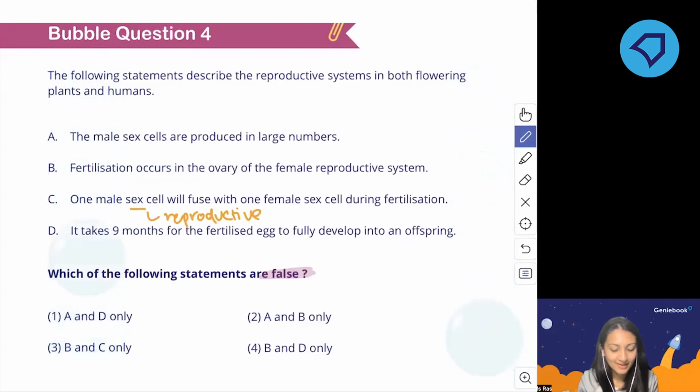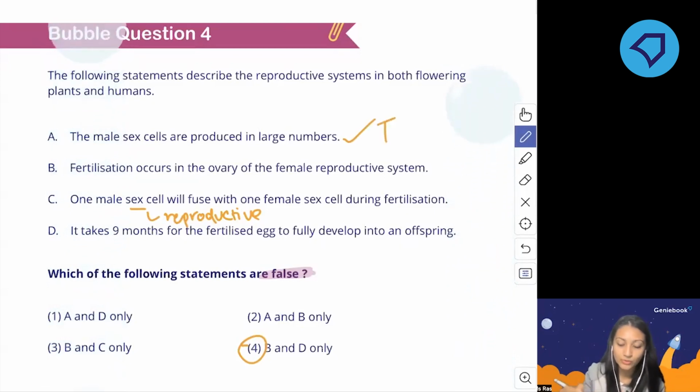Let's see. The answer is number 4. Why? First of all, if you look at statement A, this is quite true. If you remember, male plants have a lot of pollen grains. It's not just one pollen grain, it's many, many pollen grains. And for humans, there are millions of sperm cells. So this is a true statement. We don't want a true statement, we want false, which is F.